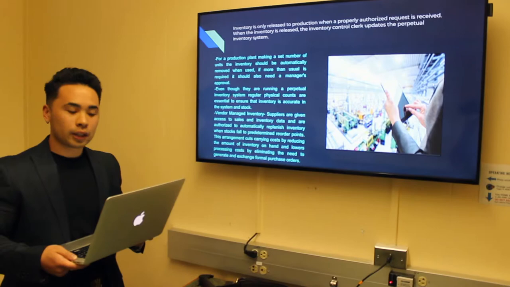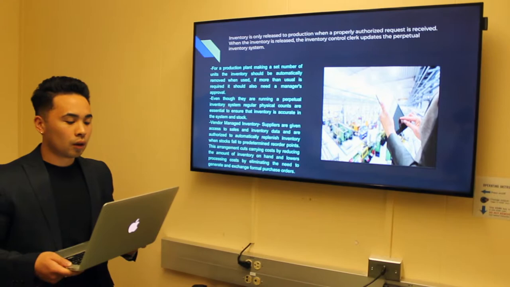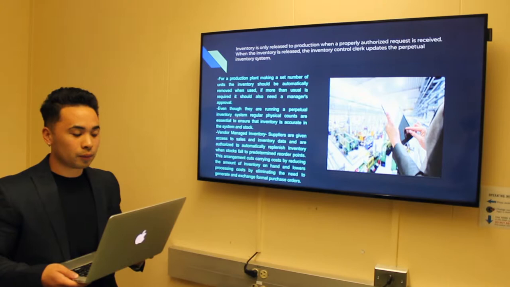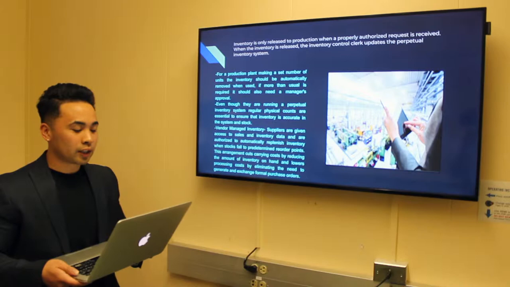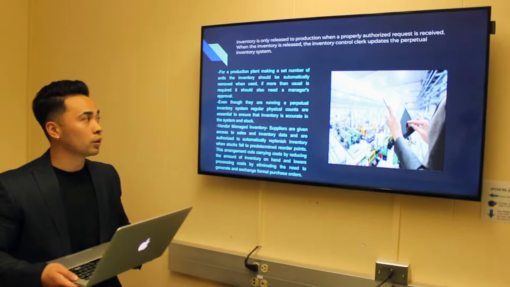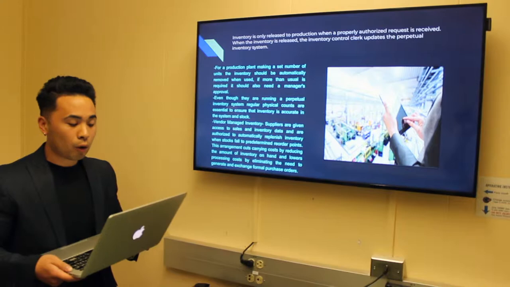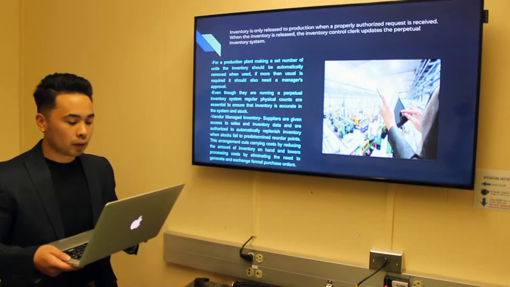We recognize that inventory is only released to production when a properly authorized request is received. When the inventory is released, the inventory control clerk updates the perpetual inventory system. We discussed and we realized that Lexia would be more fully operational if the inventory were automatically restocked when used. A perpetual inventory system is effective. However, physical counts are essential to ensure that inventory is accurate in the system and stock.